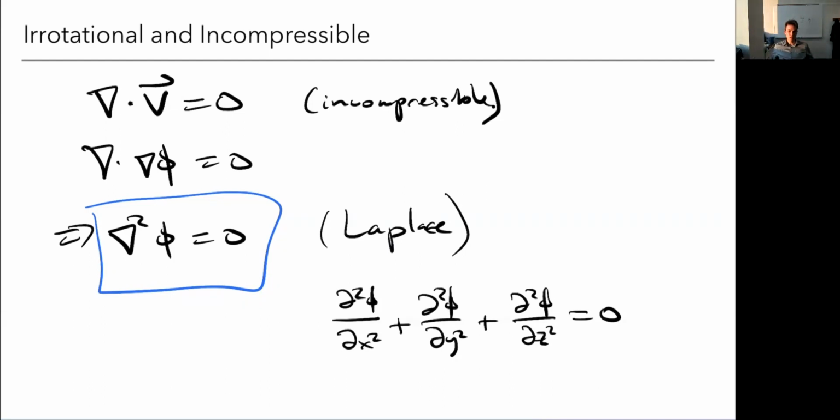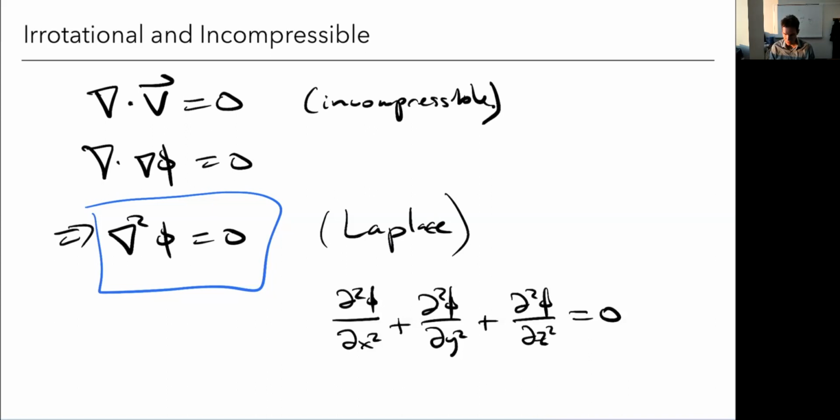And because Laplace's equation is a well-known problem, we know lots of solutions. In fact, we know some very fundamental elementary solutions that we'll discuss today that we can combine to create sort of any incompressible and irrotational flow field that we want. So this is kind of why this is a big deal.